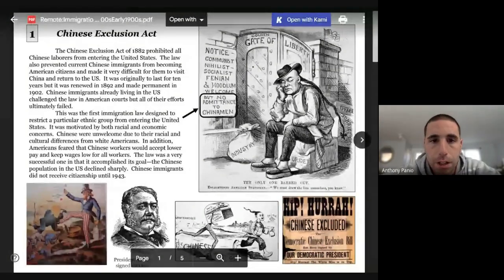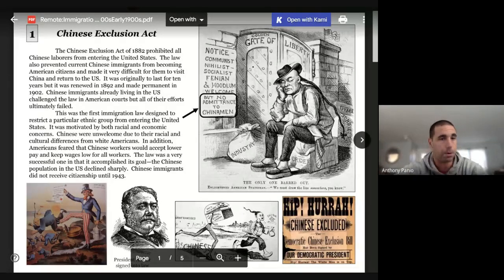Excellent. The law also prevented current Chinese immigrants from becoming American citizens. So remember, black people could become citizens, but if you were Chinese, you were not allowed to in 1882. It made it very difficult for them to visit China and return to the United States. It was originally to last for 10 years, but it was renewed in 1892 and made permanent in 1902. Chinese immigrants already living in the United States challenged the law in American courts, but all of their efforts ultimately failed. This was the first immigration law designed to restrict a particular ethnic group from entering the United States.